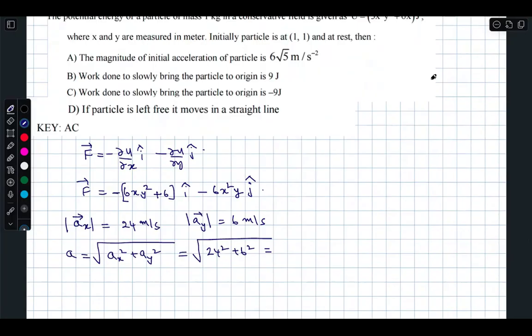Solve this. 6 is common actually. So therefore, you will get 6 common out. Root 5 meter per second square. Absolutely correct. Work done to slowly bring the particle to origin is slowly, and there is no change in KE.